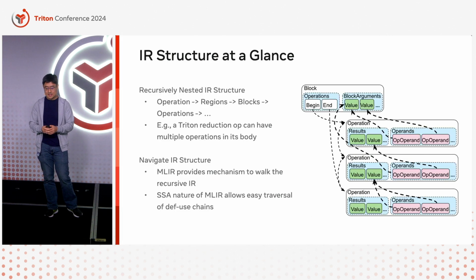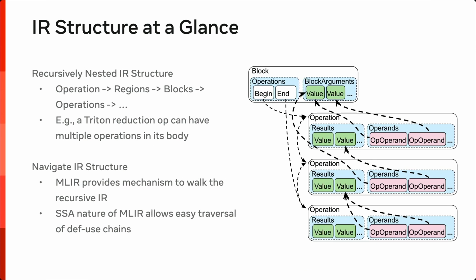I think this is the last slide on MLIR background. So how do these things put together? How do we use MLIR to actually represent a program? MLIR uses a recursively nested IR structure. What that means is a single operation can contain multiple regions, and each region can contain multiple blocks, and each block can again contain multiple regions, and it recurses from there.